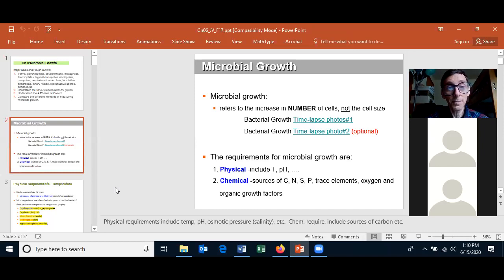When we're talking about microbial growth, when we're talking about microbiology, we mean an increase in the number of cells, not the cell size. A long time ago, I used to teach middle school students, and when we talked about them growing, we didn't talk about them reproducing. Okay, any questions about that?